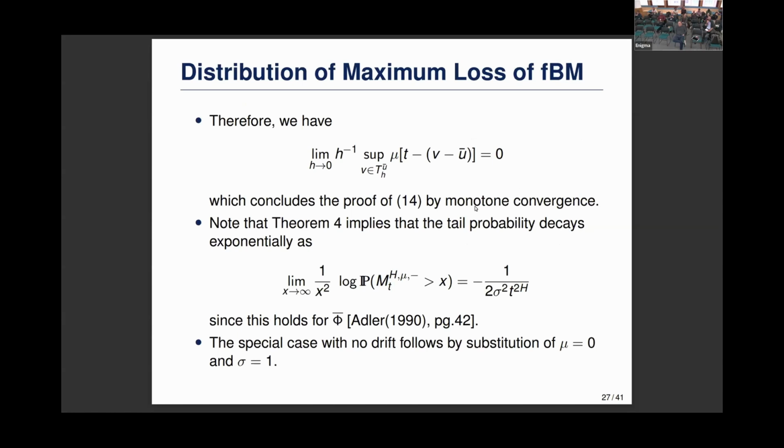And so this tells us the maximum loss tail probability decays exponentially. So we can get the no drift case, of course, from here. So we have, I mean, for high values of maximum drawdown, we know how to manage it now.